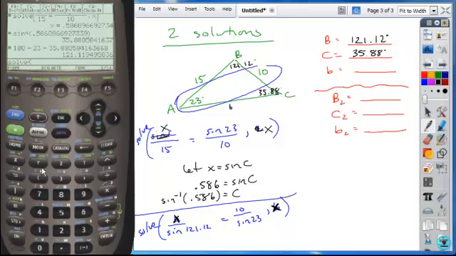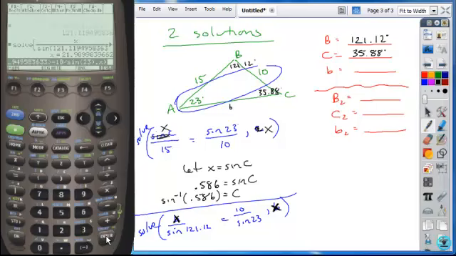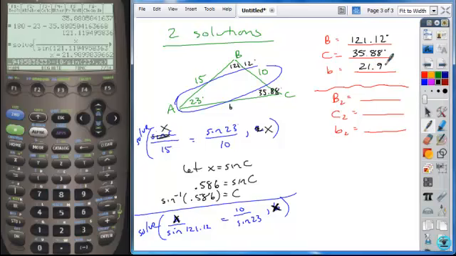So I'm going to set it up as x divided by, in this case, the sine of, I'm going to highlight the actual angle measure, 121.12. Set that equal to the ratio that we were given, 10 over the sine of 23. Close that off and solve for x. Again, this is going to give me my actual value for the side B. Okay, so that gives me 21.9, if I round to 1 decimal, is my B value.